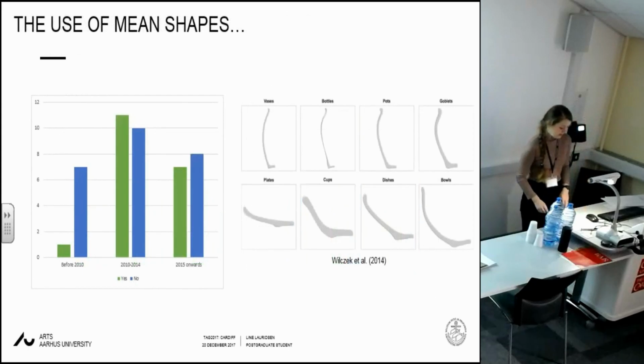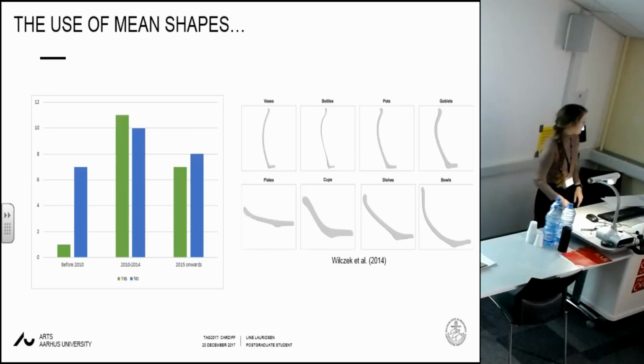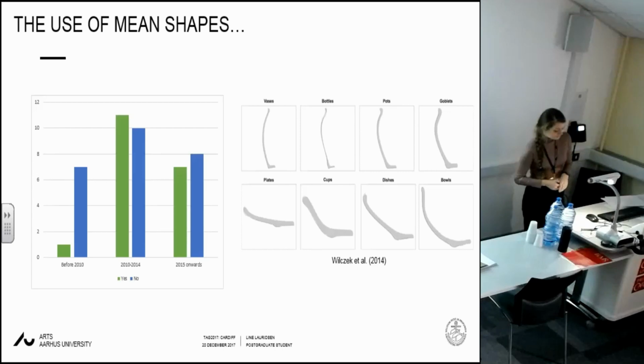Another trend appears to be the use of displaying mean shapes that do not exist in the archaeological record, but rather serve as a representation of common practice in artifact form. As the figure demonstrates, while mean shapes are not extensively used prior to 2010, almost half of all archaeologists after appear to be adopting these visualization conventions.